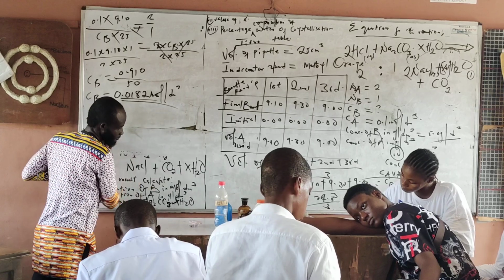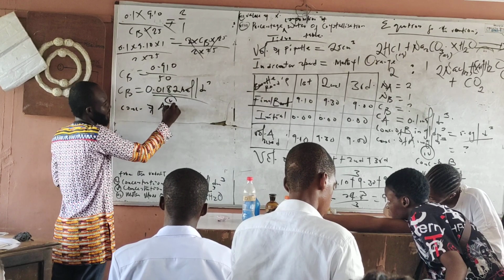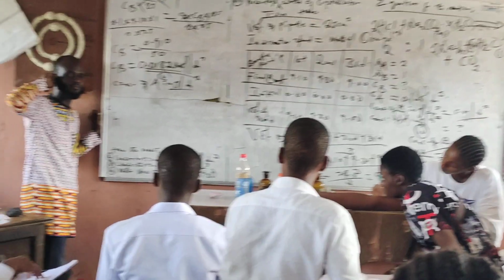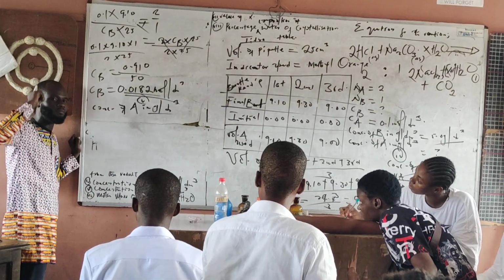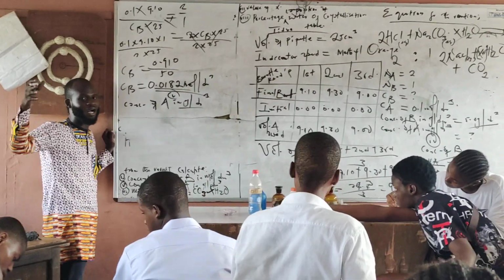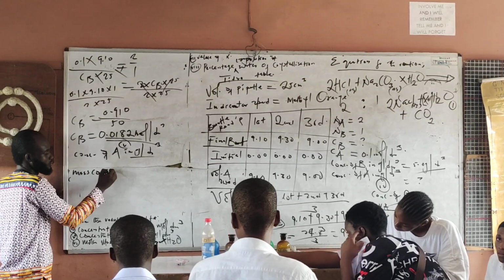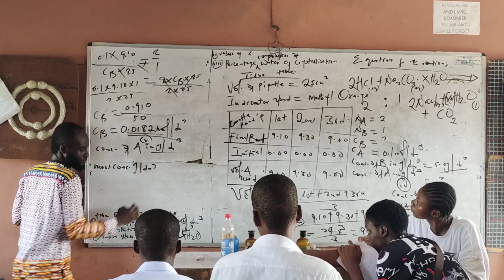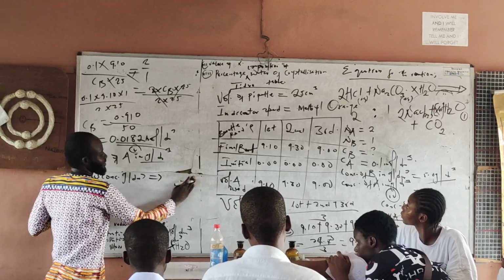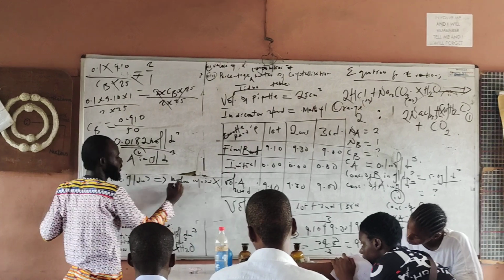Okay, let's go to the next one. Number 5. Concentration of A in gram per dm cube. If you hear gram per dm cube, which formula comes to your mind? Molar conc is equal to mass conc over molar mass, or mass conc is equal to molar conc times molar mass. So you write your formula like this: mass conc in gram per dm cube is equal to molar mass times molar conc.